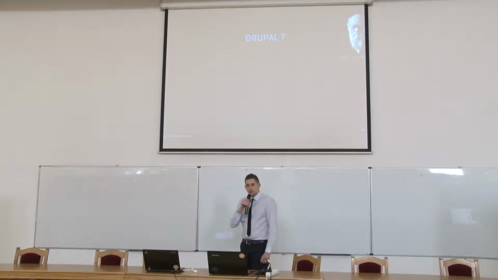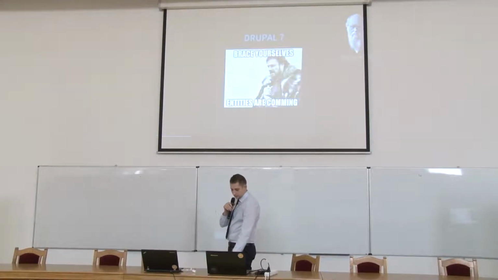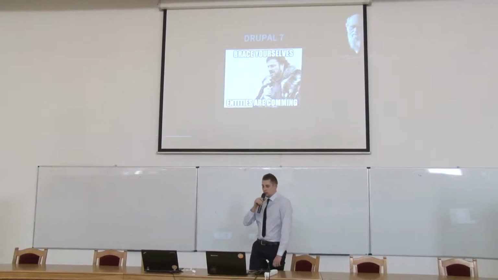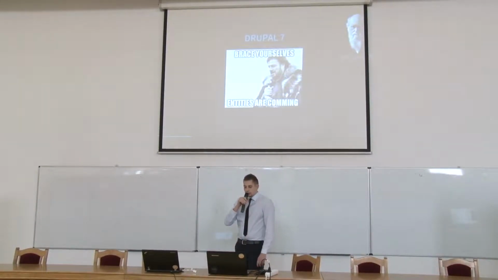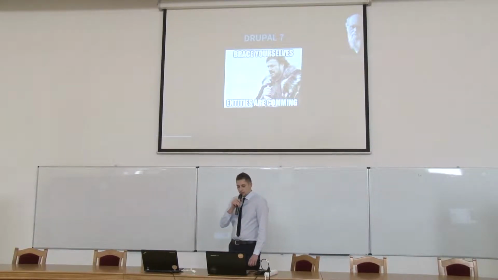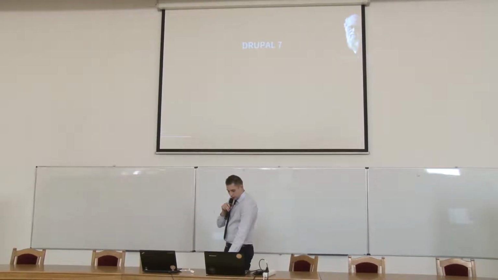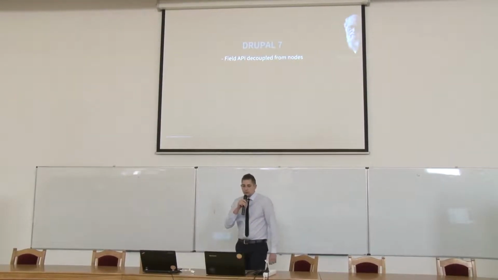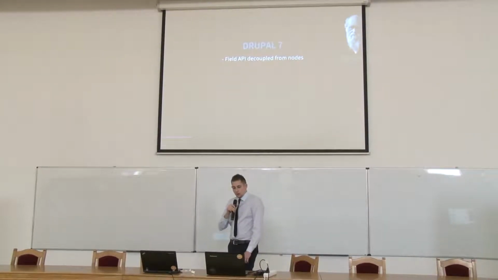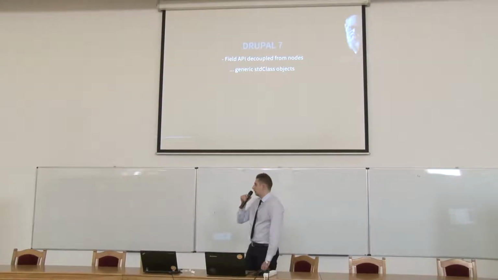Then in Drupal 7, finally we had entities. Nodes transformed to entities. We had users, comments, taxonomies, and a lot of other things created as entities. We got the ability to create new entity types, to add bundles, and to add fields for each bundle. And the result was that the field API was finally decoupled from nodes. And the entities were created as generic stdClass objects.